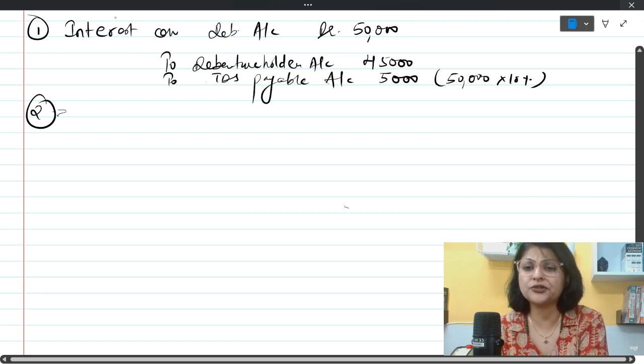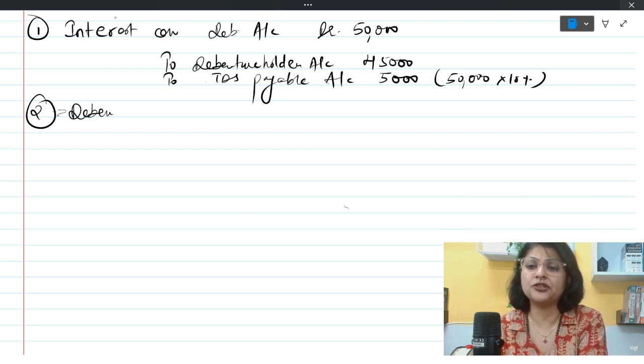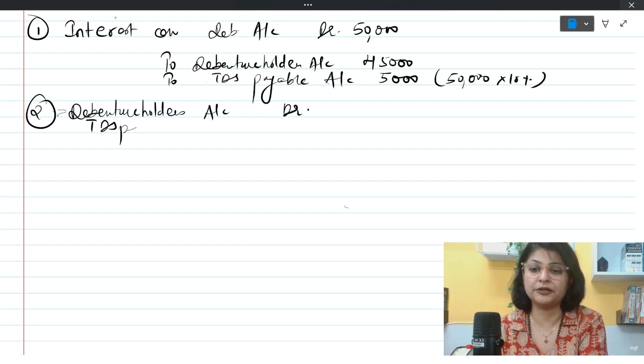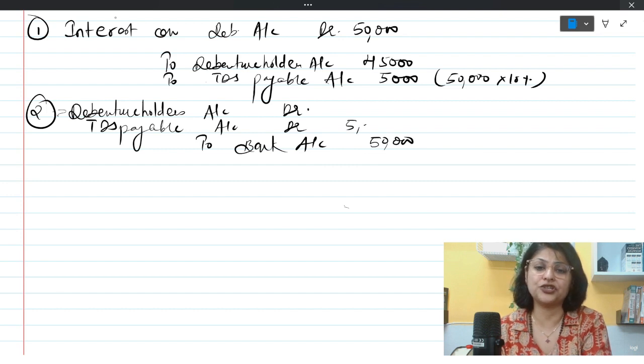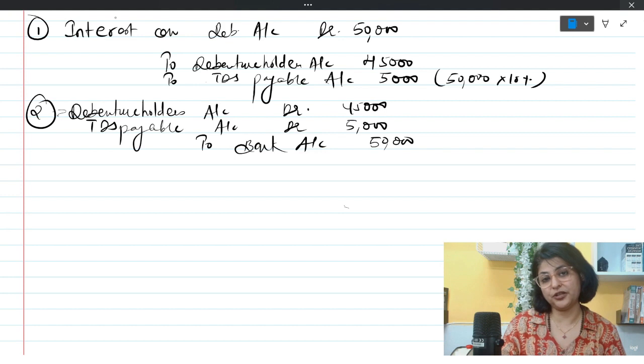So how the entry is going to be passed? Entry will be debenture holders account debit, TDS payable account debit, to bank. Means from company's pocket all 50,000 rupees is going, but out of this 5,000 is reaching to the government, and remaining 45,000 is reaching to the debenture holder.